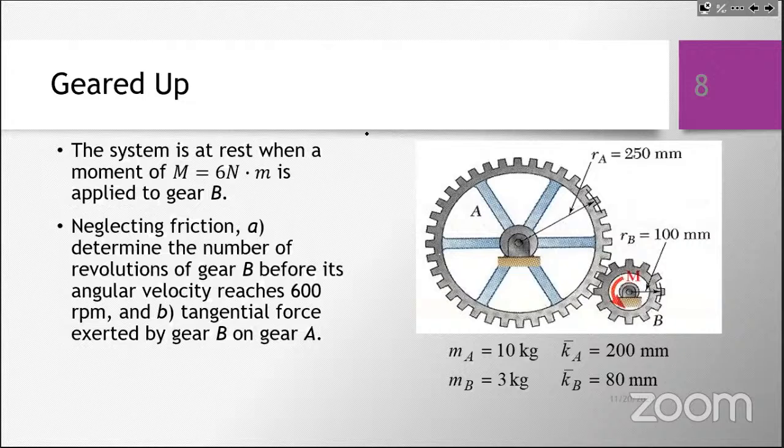So what about this one? To refresh, I've got a system that's at rest when a moment of M equal to 6 Newton meters is applied to gear B. If I neglect friction, I want to determine the number of revolutions of gear B before the angular velocity reaches 600 RPM. And I want the tangential force exerted by gear A on gear B. Okay.